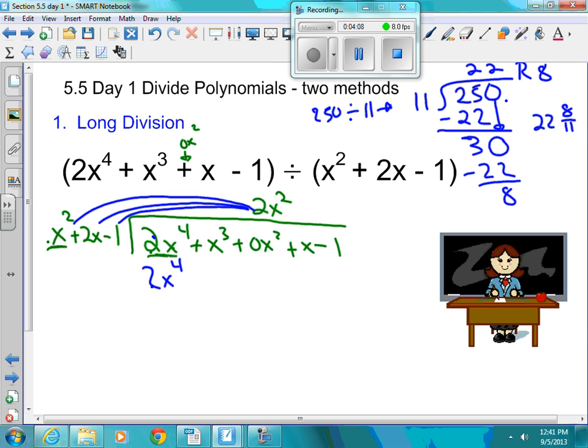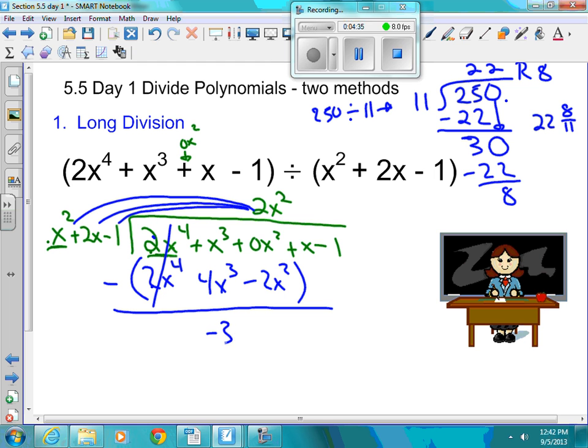2x squared times 2x is 4x cubed, and 2x squared times negative 1 is negative 2x squared. So at this point, what did we do on the previous problem? On the previous problem, we subtracted what was happening in the second step. We're going to do the same thing here. 2x to the 4th minus x to the 4th is gone. x to the 3rd minus 4x to the 3rd is negative 3x to the 3rd.